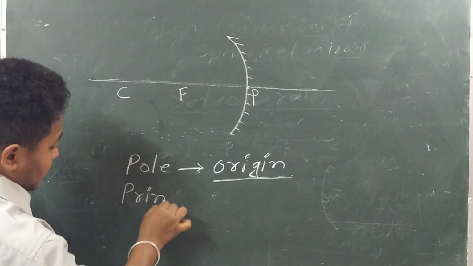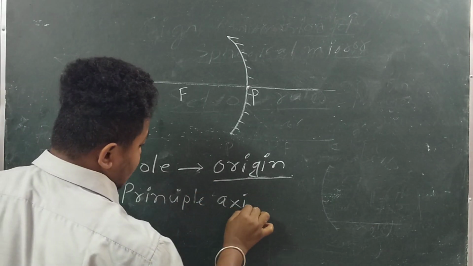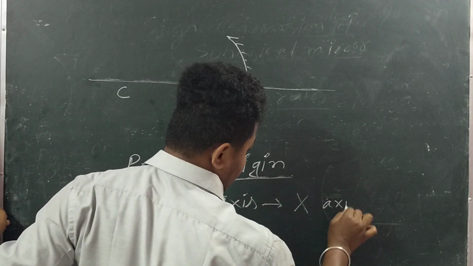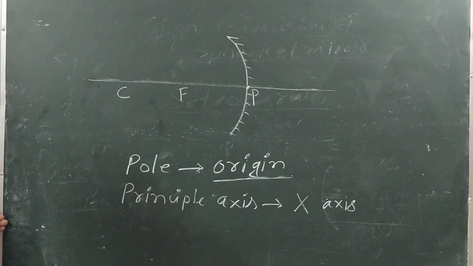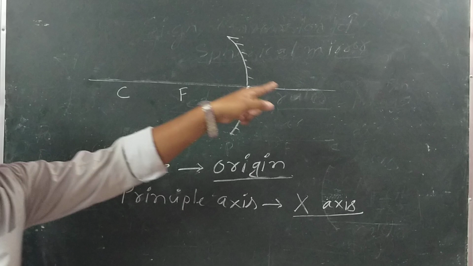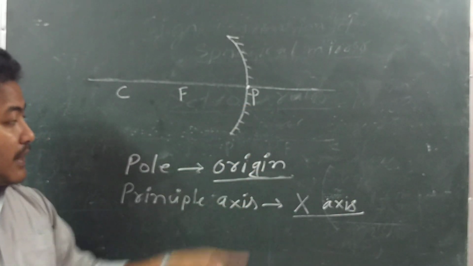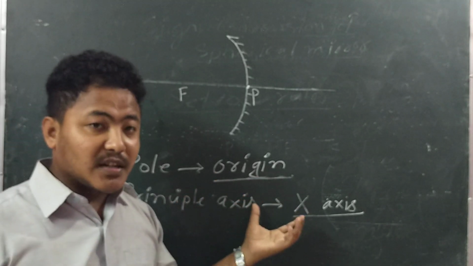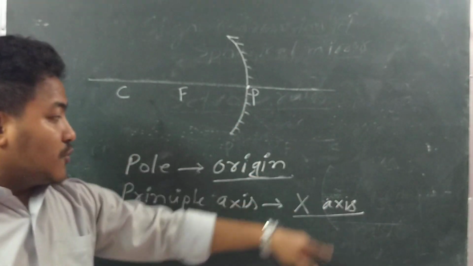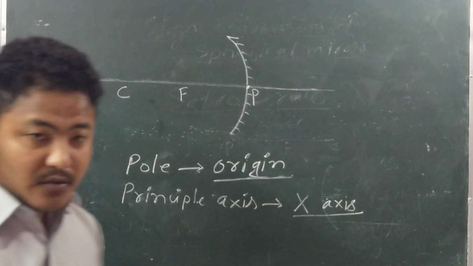And this principal axis will behave as the x-axis. Okay, this is a very important point, note it down. In this system of sign convention for a spherical mirror, the pole will behave as the origin, and the principal axis will behave as the x-axis, like we have in the coordinate system: x, and y.